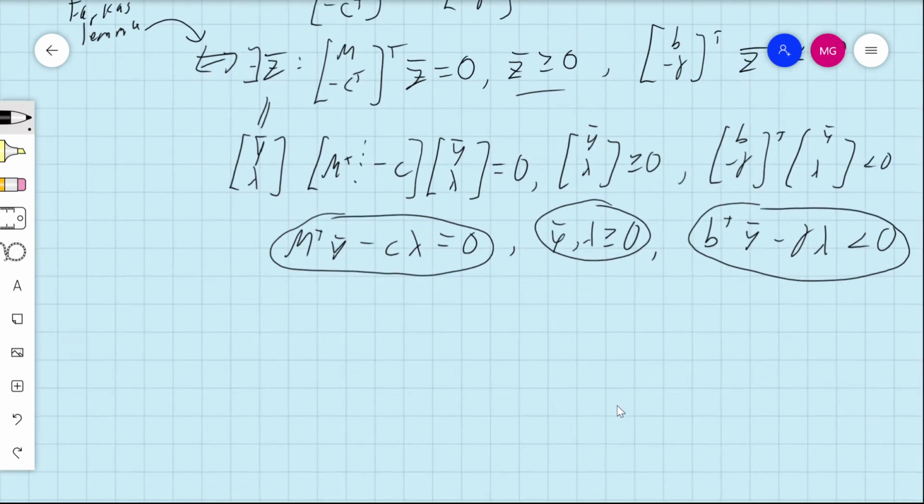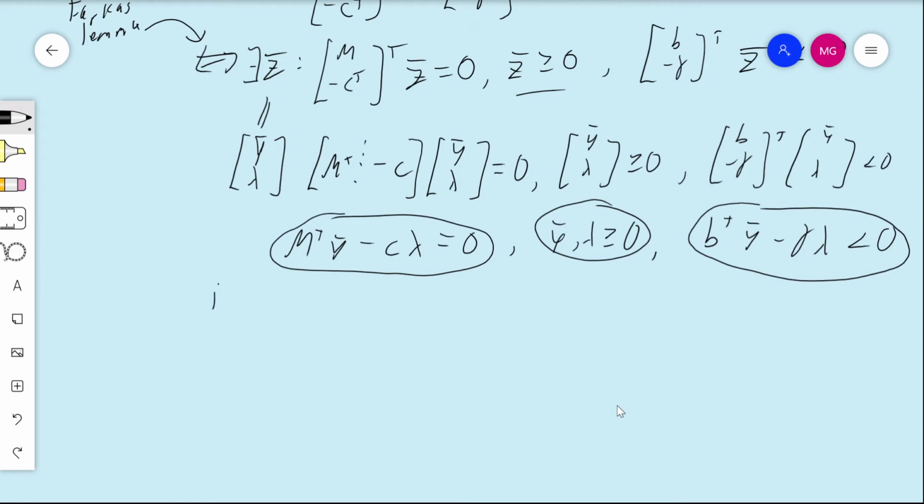So see, lambda, there's two situations. Case 1 is that lambda equals 0, and case 2 is that lambda is strictly positive. Lambda can't be negative because, of course, we're assuming that it's non-negative, so either it's exactly 0 or it's positive. And in either case, we're going to get a contradiction. So let's deal with case 1 first.